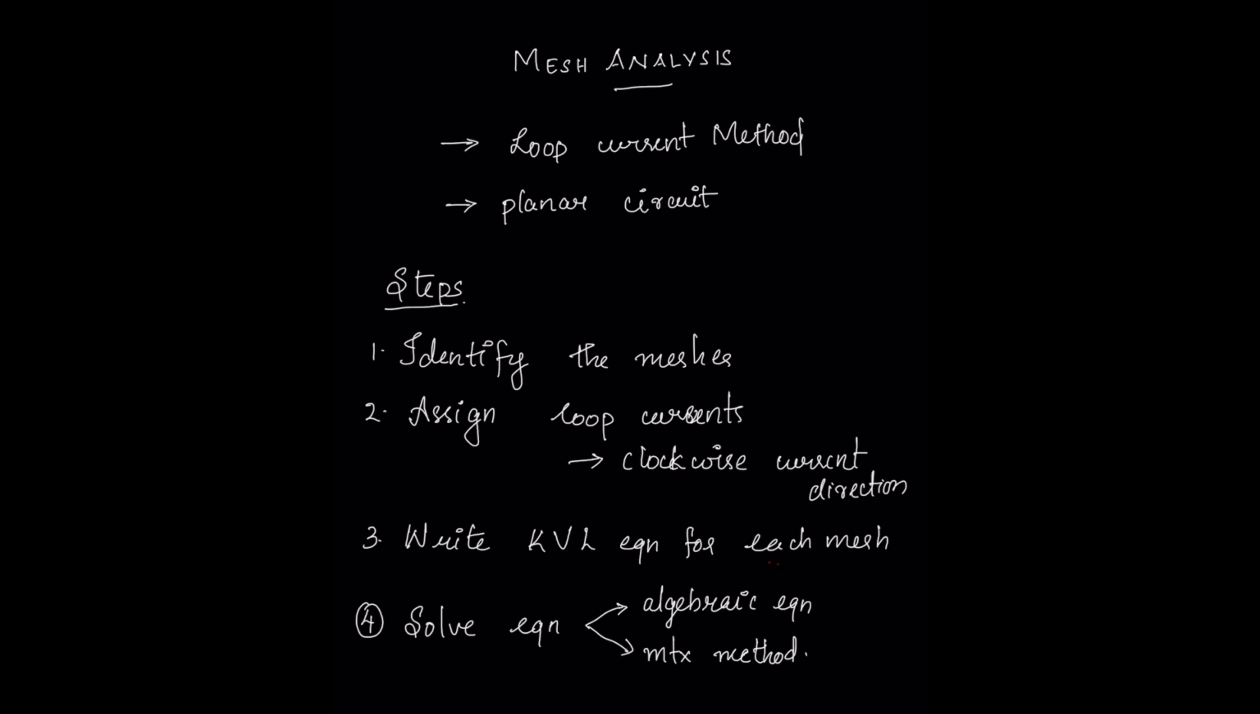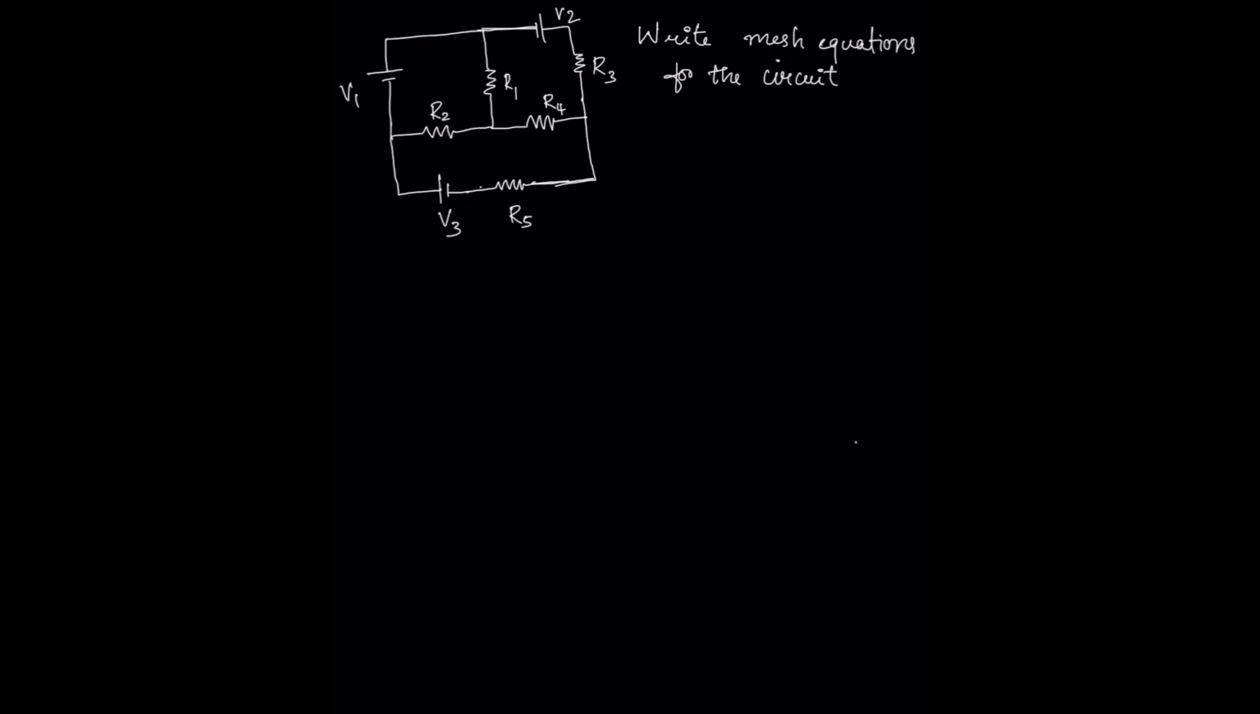Now you understand the steps for mesh analysis. So let's see how we can apply these steps on a circuit. Here we have a circuit, and our question is to write the mesh equations for the circuit. We can see that there are three voltage sources, V1, V2 and V3, and R1, R2, R3, R4 and R5 resistances.